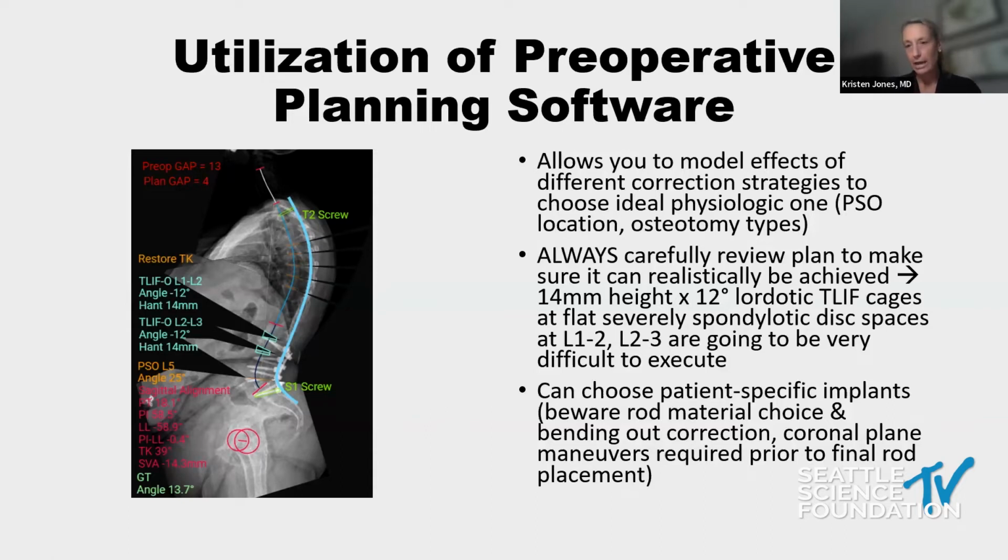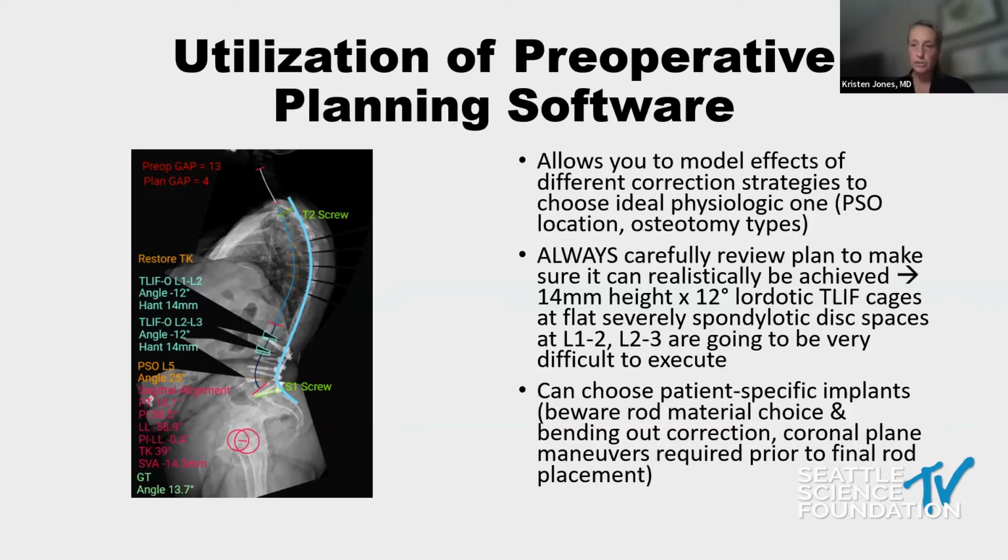Getting a 14 millimeter high cage in a completely flat disc that has some osteophytes around the edge of the disc space is very challenging. So setting up a deformity correction plan like this looks great, but you have to be very honest with yourself if you can actually achieve that physiologically in surgery.